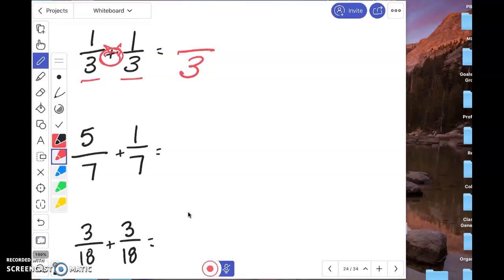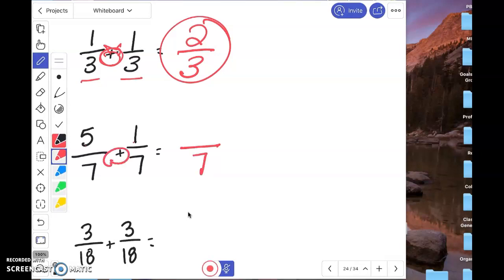1 plus 1 is 2. So our answer here is 2/3. Super simple. Keep the bottom, work the top. Move on. So let's do it again. I'm going to keep the bottom, work the top. 5 plus 1 is 6. My answer is 6/7. Easy peasy lemon squeezy.